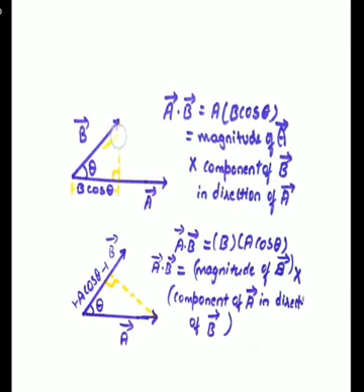In this diagram, if I draw the perpendicular line, what will this value be? B cos theta. Okay?